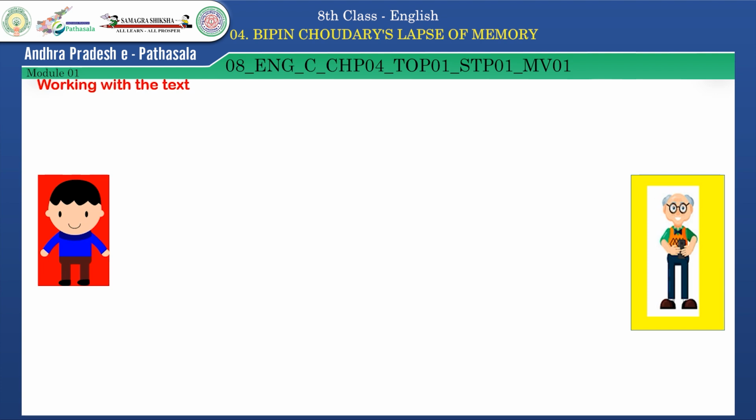Okay? So now, working with the text. Now students, we will be discussing the text in the form of dialogues so that you will enjoy this dramatization. Parimal started giving so many evidences to convince Bipin Choudhury. So let us see what Parimal is saying to Bipin Choudhury.